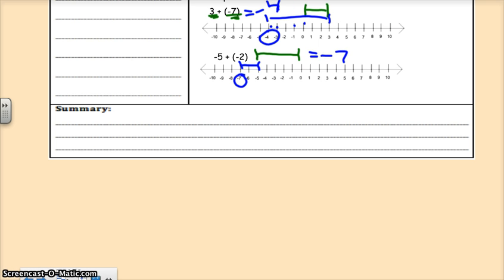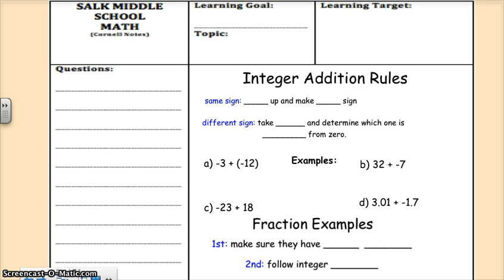2 visual models I showed you, integer chips, number line. Both will be checked and assessed at some point in your 7th grade life. This is the way we normally do it. We just follow the rules, okay?